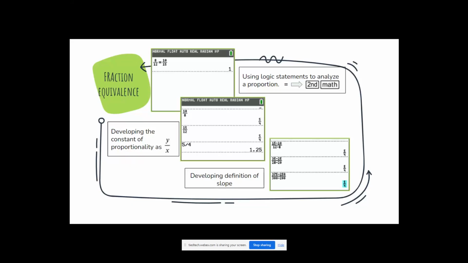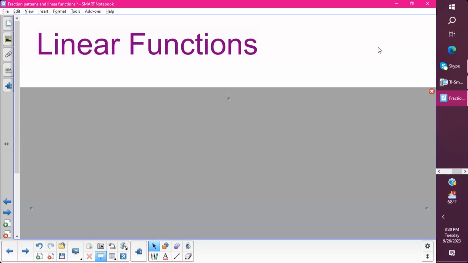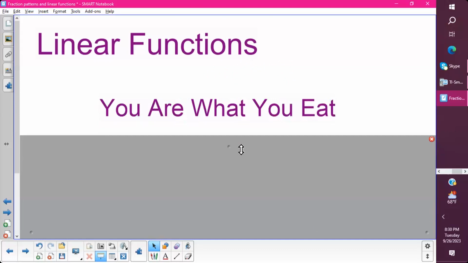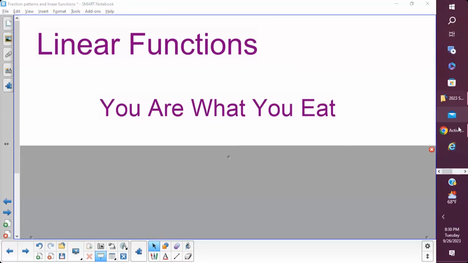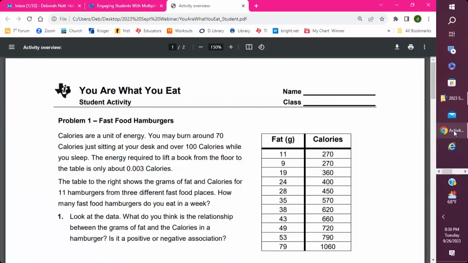Okay, so I will go back here. And a lot of what Dawn just talked about, I'm going to be touching on again as well, because I'm going to talk about linear functions and look at an activity called You Are What You Eat. It is not something that I created. I have used it in the classroom. It is actually an activity and a lesson found on the TI website. And as most students are interested in anything that involves food, this is an activity that gets their attention.